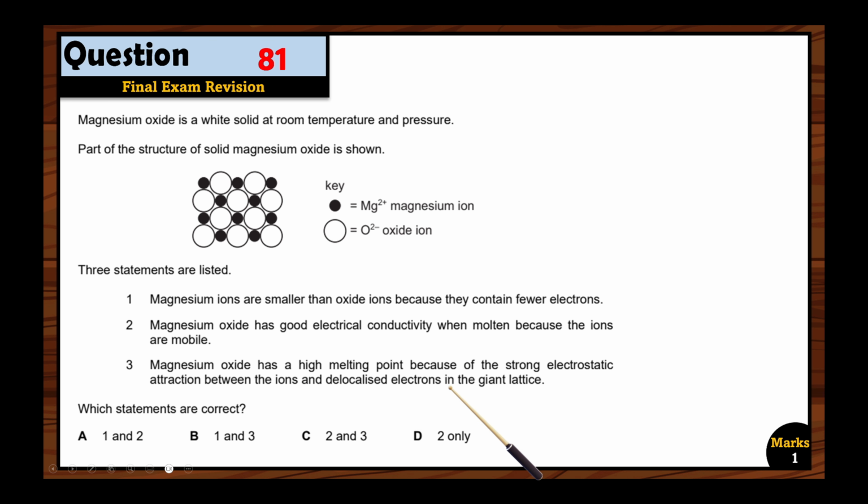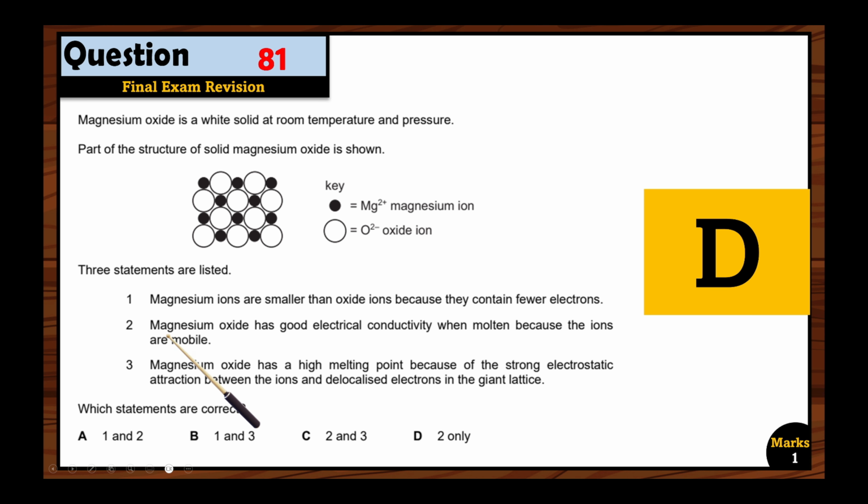Third, magnesium oxide has a high melting point because of the strong electrostatic attraction between the ions and the delocalized electrons. If you see the word delocalized electrons, what does it mean? That's wrong, because it is a strong electrostatic attraction between the ions, not between the electrons. There are no electrons involved, only ions. So option 3 is also wrong. So we are just left with option 2. Option 2 is right, that is D.